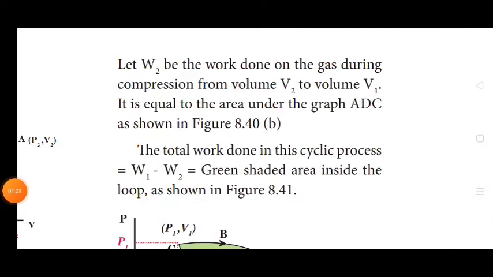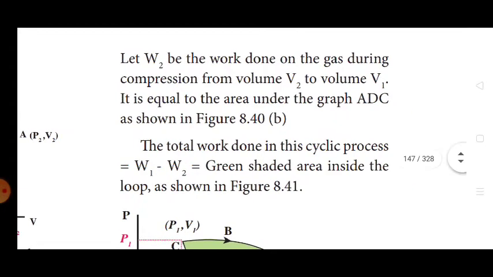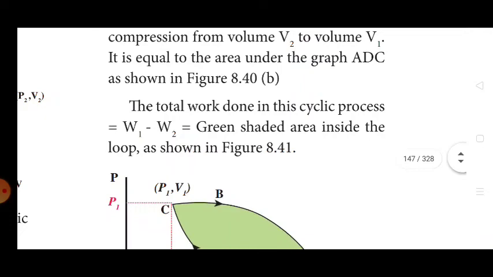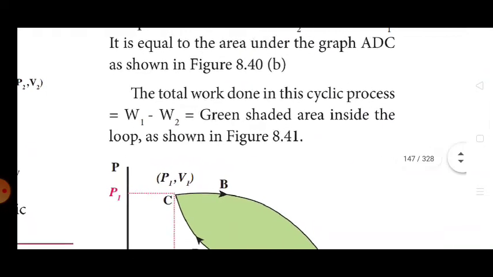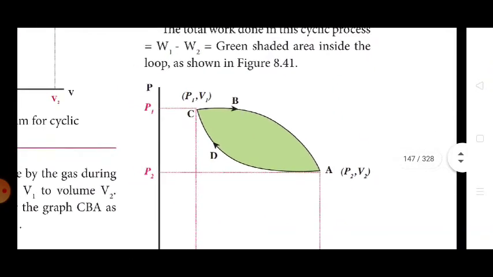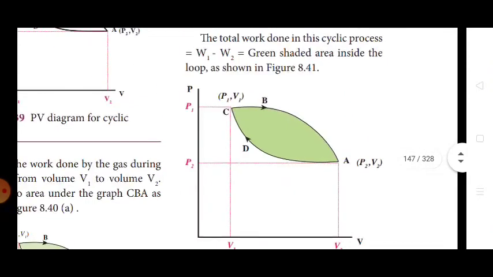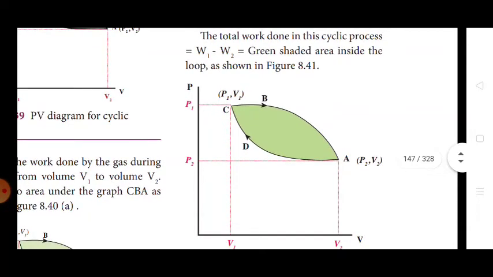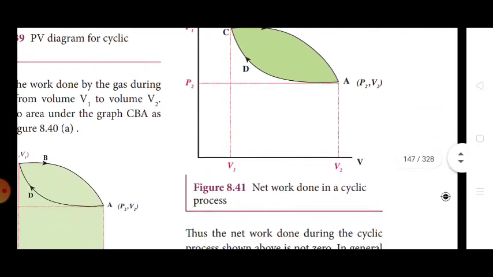Let W2 be the work done on the gas during the compression from volume V2 to volume V1. It is equal to the area under the graph ADC. The total work done in the cyclic process is equal to W1 minus W2. That means work 1 minus work 2 is equal to the green shaded area inside the loop. So this green shaded area inside the loop gives the total work done in the cyclic process.